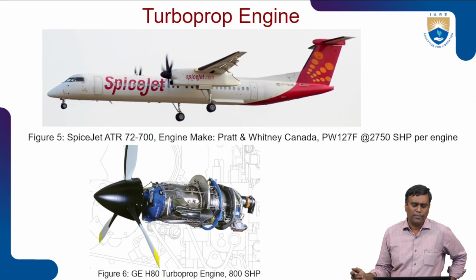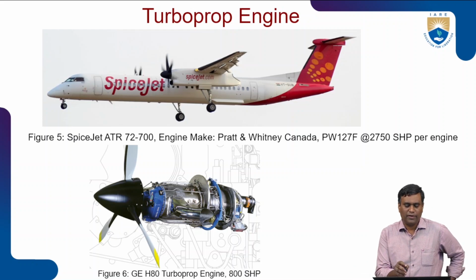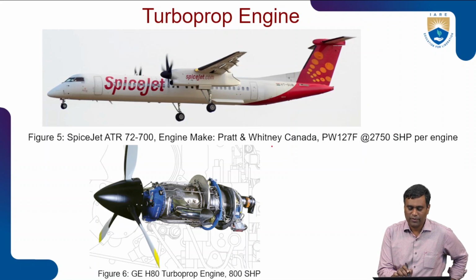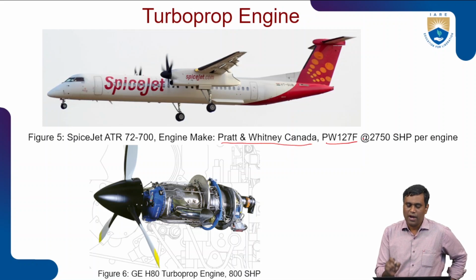And these are the common applications. If you look at civil aircraft, that is transport aircraft, here we can see the SpiceJet ATR 72-700. This is powered by twin turboprop engines, made by Pratt & Whitney Canada, and the model is this, which generates 2750 shaft horsepower. Here, for turboprop or turboshaft, we don't measure power by thrust but by shaft horsepower.